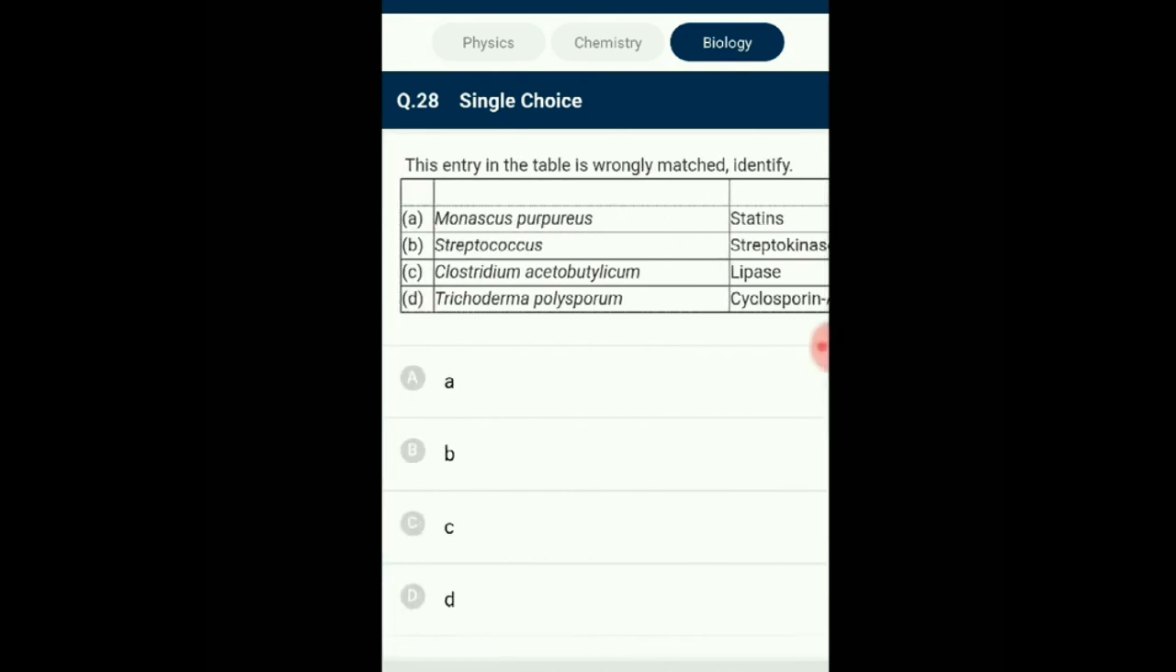So the answer for this question is option C. From the given tabular column, the wrongly matched one is option C.